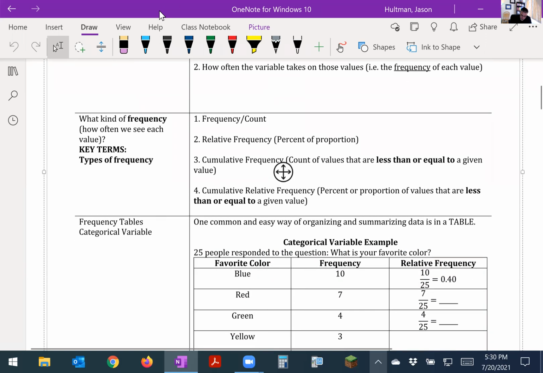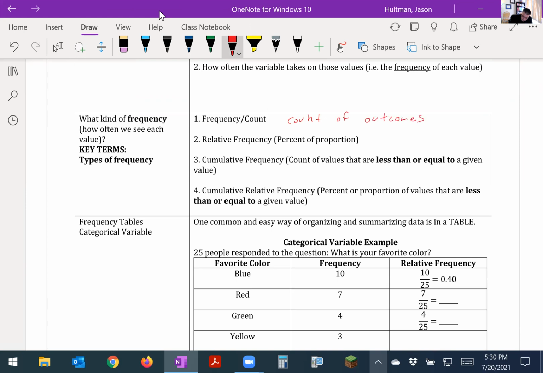Okay, what kind of frequency? How often we see each value. Frequency count, so this is just a normal count, a count of outcomes. The relative frequency is we take the count and we divide it by the total. So say that I rolled a die 10 times, but only 4 of those came out as a 2.